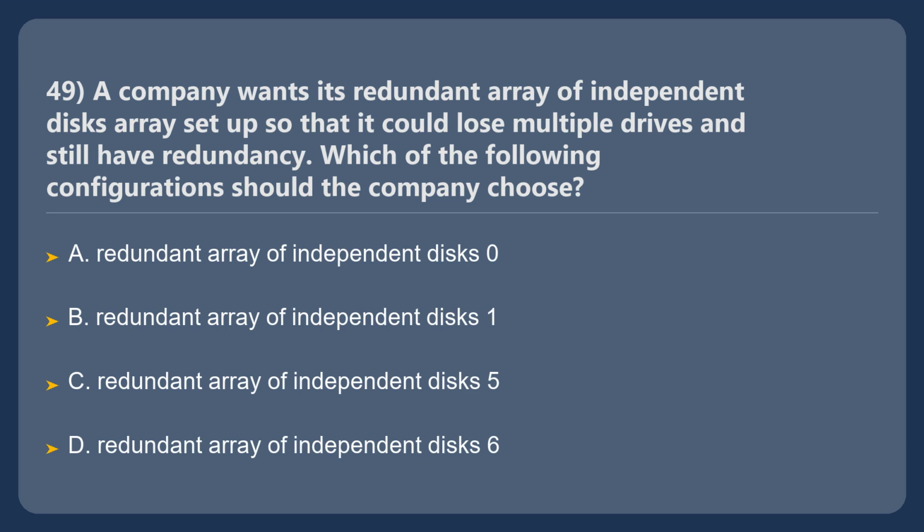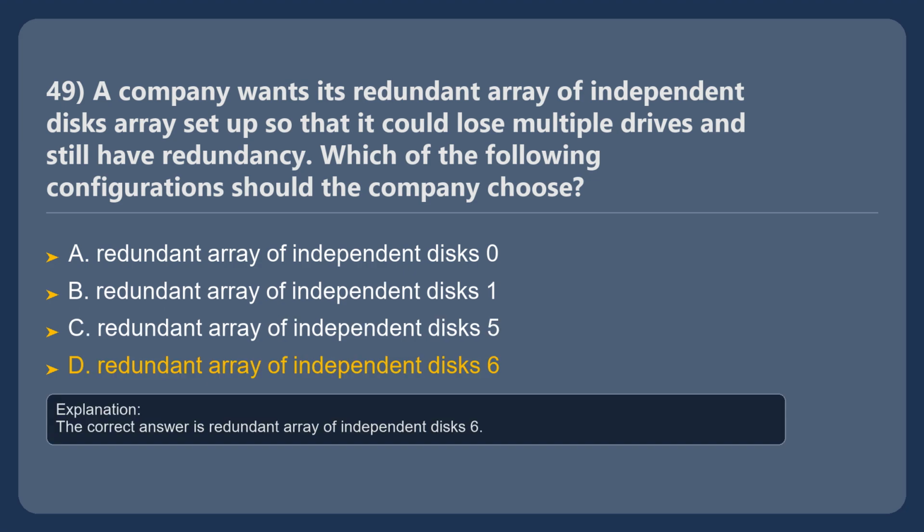Question 49. A company wants its redundant array of independent disks array set up so that it could lose multiple drives and still have redundancy. Which of the following configurations should the company choose? Option A, redundant array of independent disks 0. Option B, redundant array of independent disks 1. Option C, redundant array of independent disks 5. Option D, redundant array of independent disks 6. The correct answer is option D, redundant array of independent disks 6.